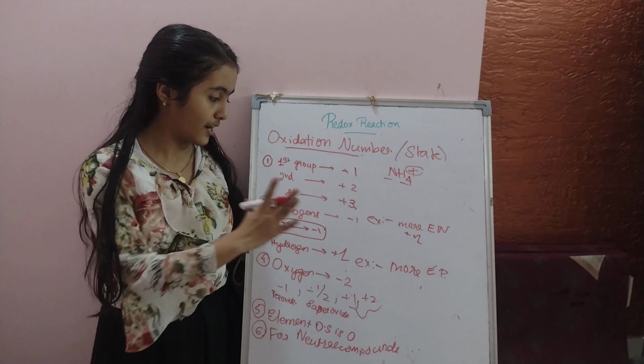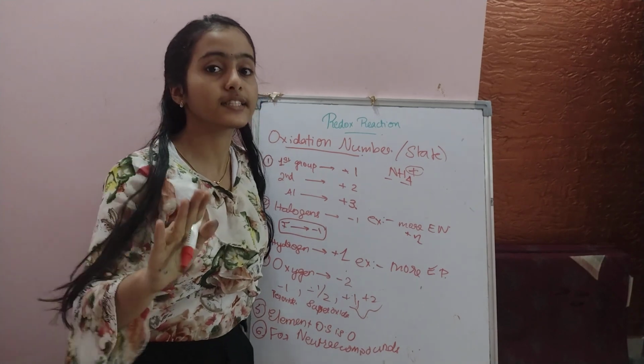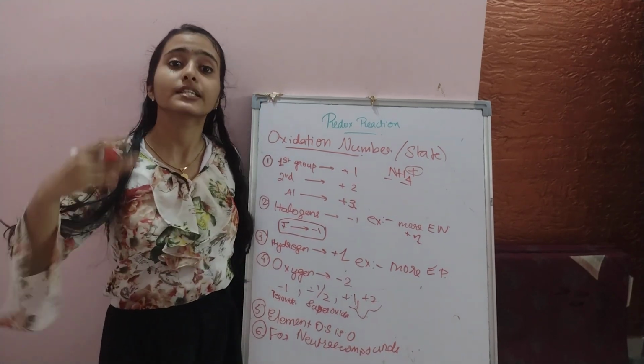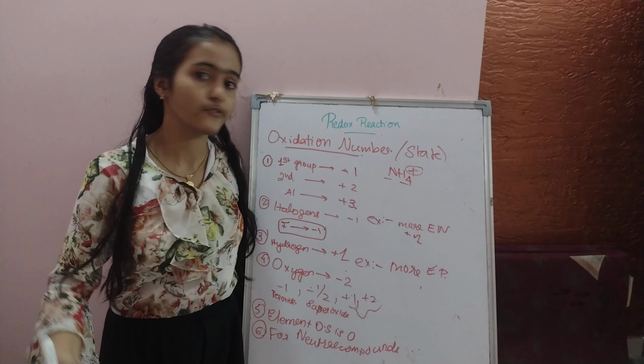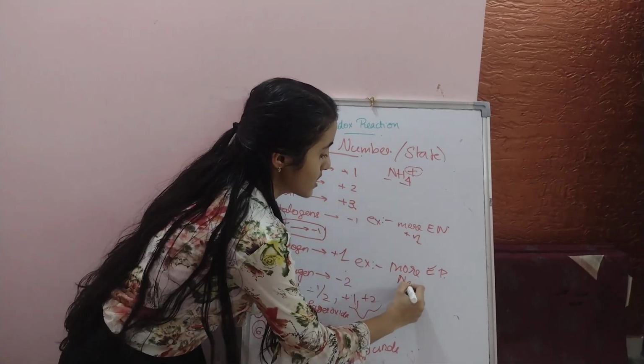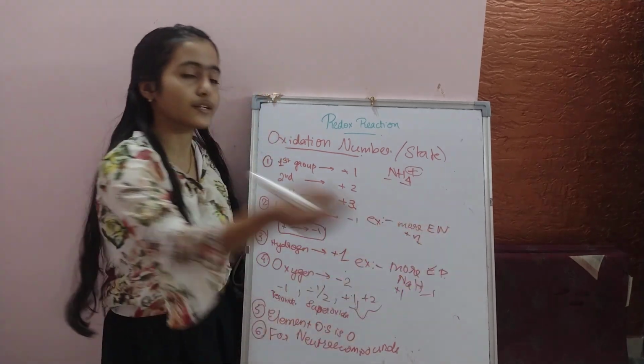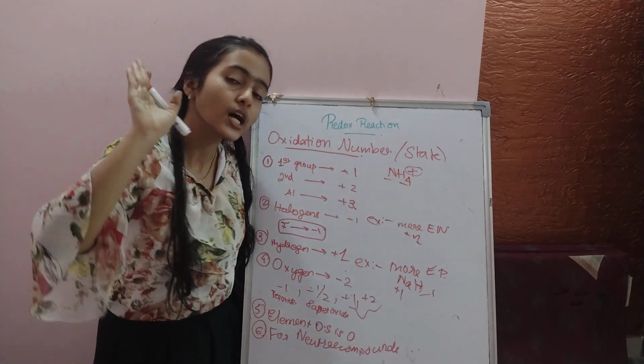Next, after halogens, hydrogen. Hydrogen has oxidation state +1, but when it is present with a more electropositive element, for example sodium hydride, sodium has oxidation state +1 and hydrogen has oxidation state -1. In such a case, hydrogen has oxidation state -1.